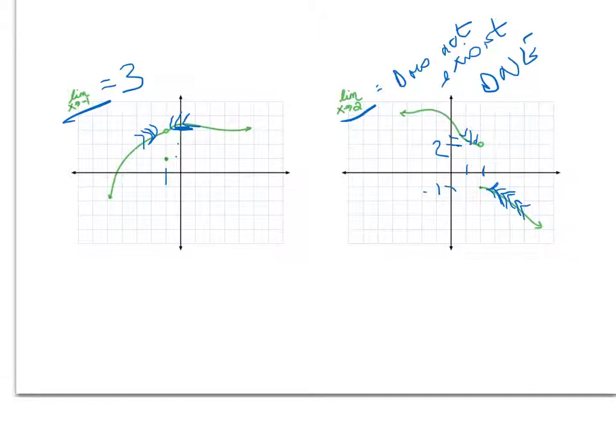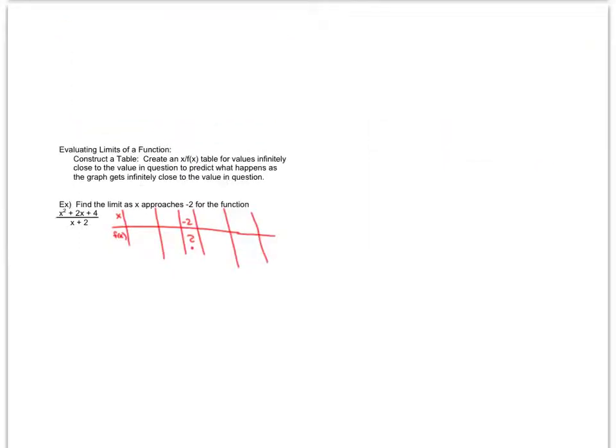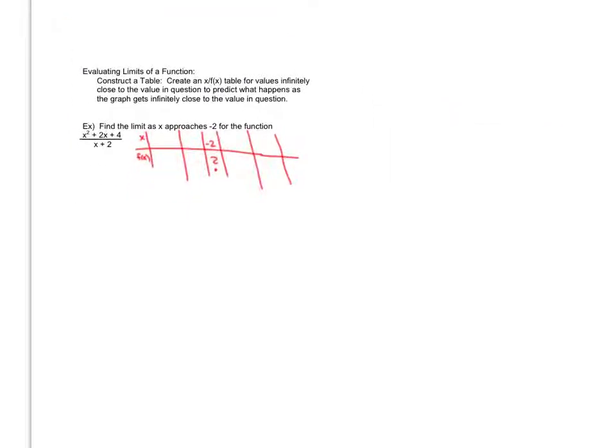That is how you can determine a limit from a graph. What if you're not given a graph? Oftentimes it can be time consuming to graph out a function. So we have another method we use that we call our table method. Evaluating a function with a table is a very nice fallback method.